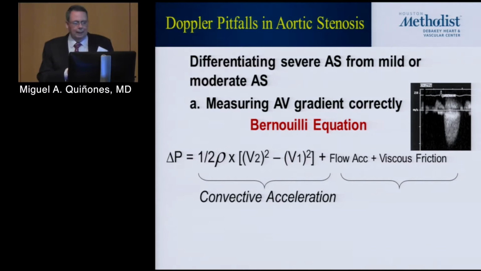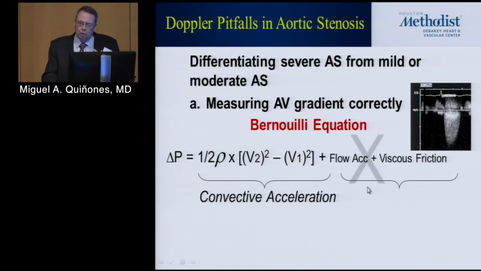And we all should know that that equation comes from an equation that nobody in this room would want to remember. The first component we can all remember basically becomes 4 when all the units are corrected. Then this is the velocity of the jet across the valve squared minus the proximal velocity prior to the valve, also squared. These components are mathematically huge, but they're very important. They're flow acceleration and viscous friction.